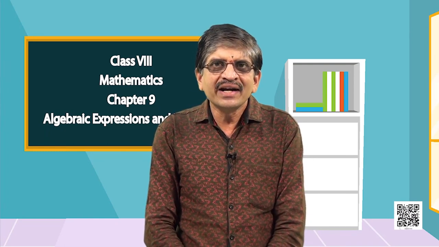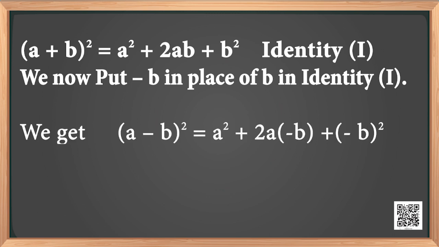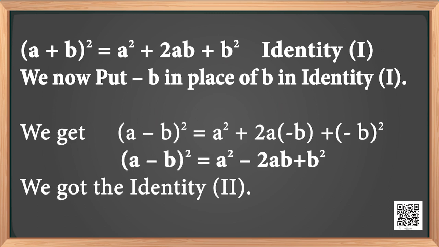These identities 1, 2 and 3 are called the standard identities. Let us see how to get identity 2 from identity 1. Identity 1 is (a + b) whole square is equal to a square plus 2ab plus b square. We now put minus b in place of b in the above identity 1. We get (a minus b) whole square is equal to a square plus 2a times minus b plus (minus b) whole square, which is equal to a square minus 2ab plus b square, which is nothing but identity 2.